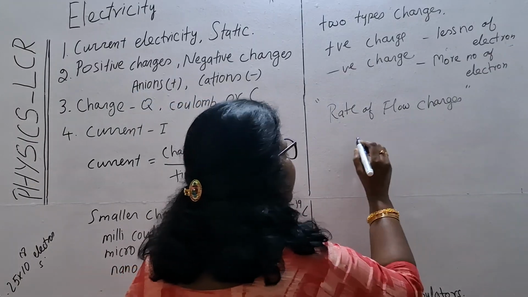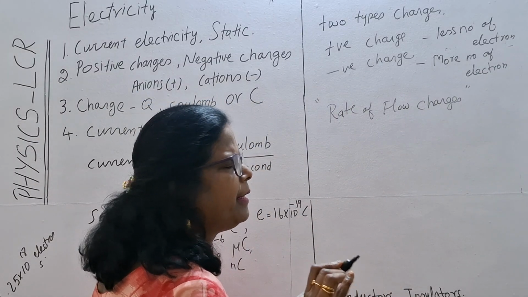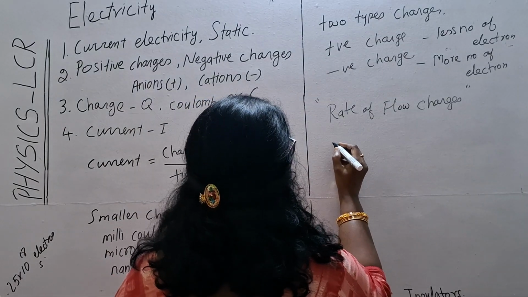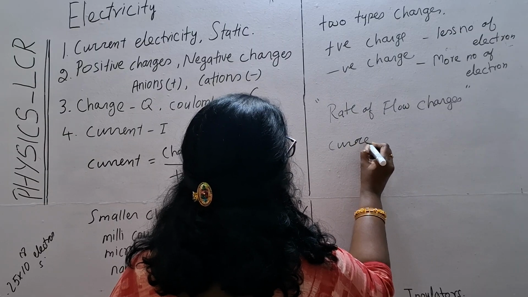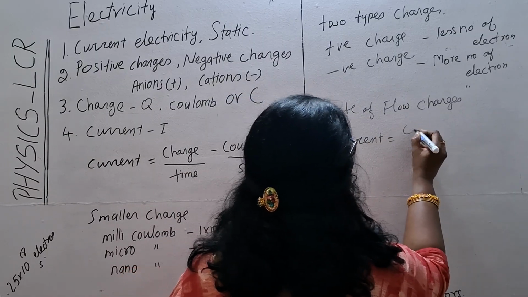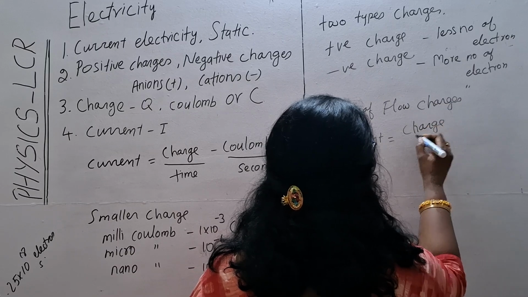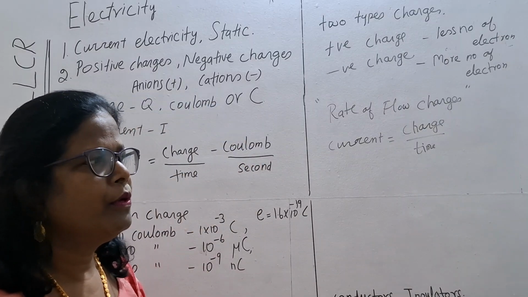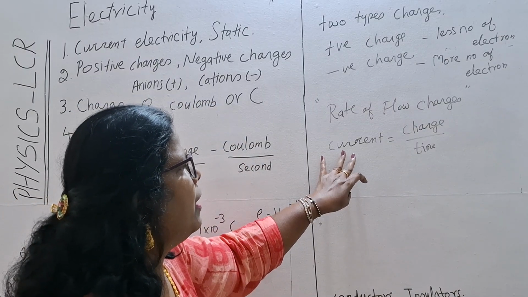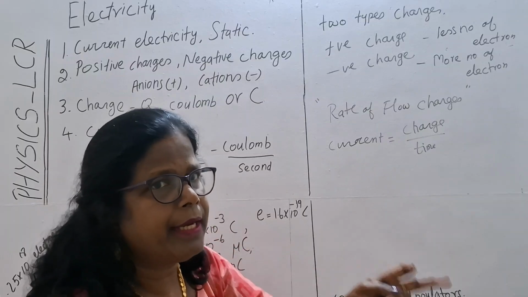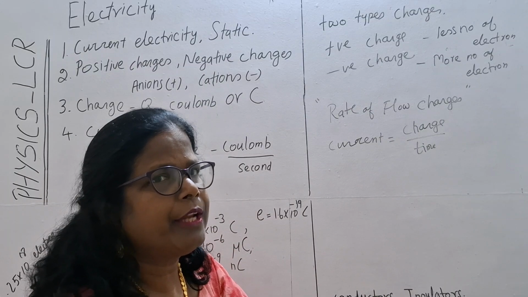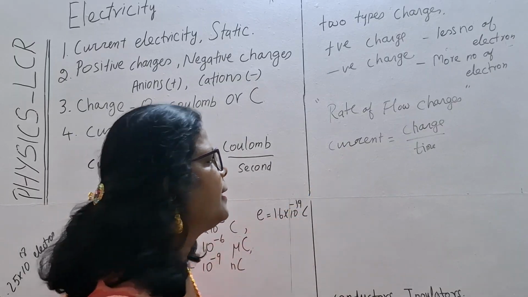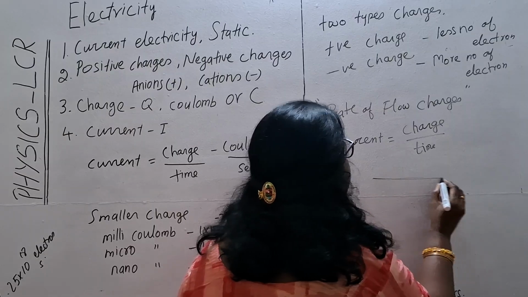Current always passes through a metallic substance or conductor. Current flows, and we can write current equals charge by time. We said 1 coulomb carries 6.25 times 10 power 18 electrons. Current is what flows in the conductor.